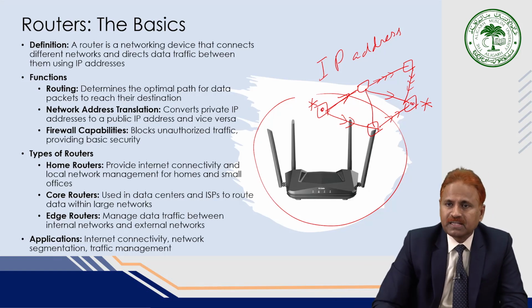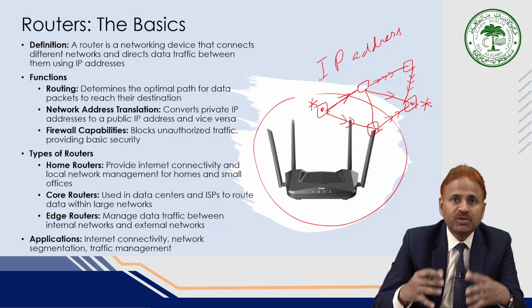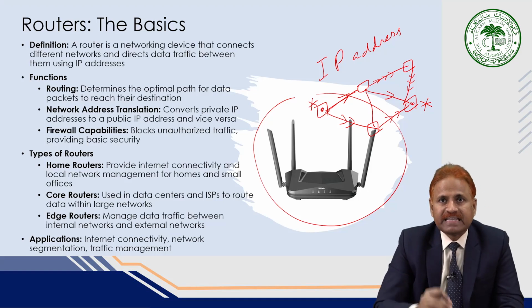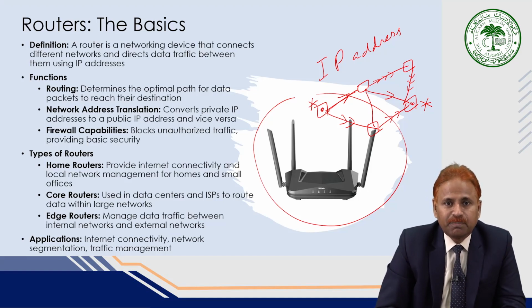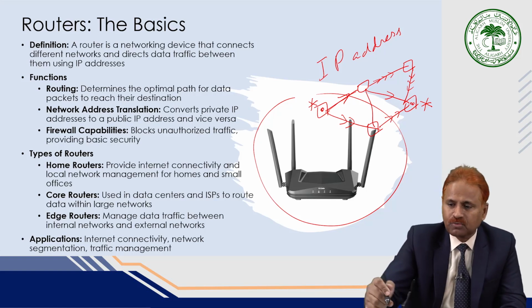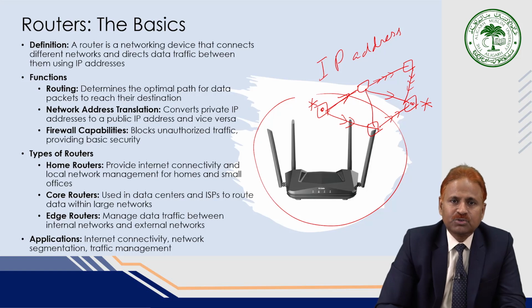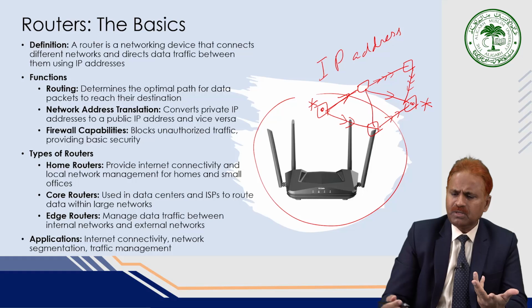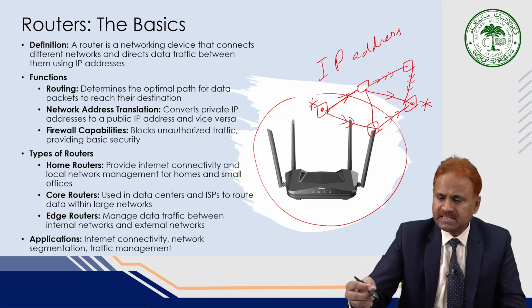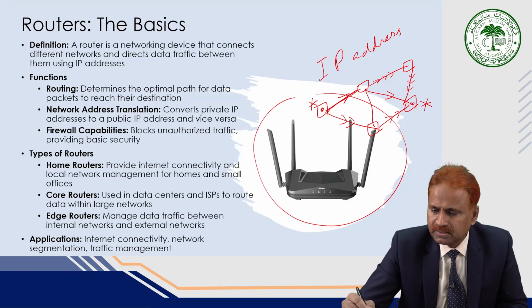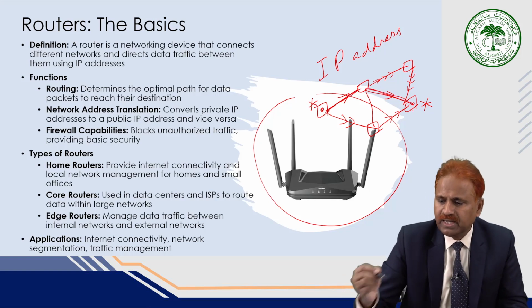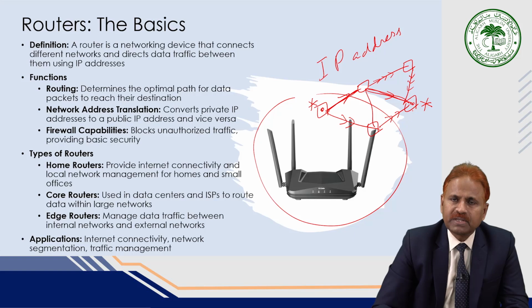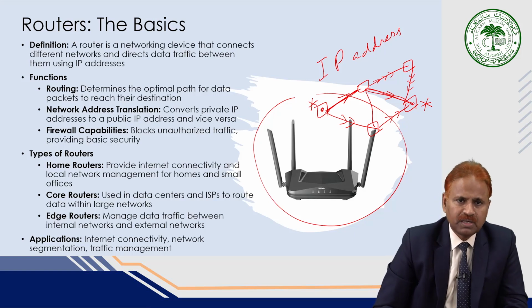Out of these multiple alternative paths, which path will be selected is decided by the routers. So the basic function of the routers is to determine the optimal path out of the available alternate paths to send the packet to the destination. Say, for example, the router decides based on certain conditions that this is the best or optimal path. So all the packets will be routed this way. That is the function of routers.